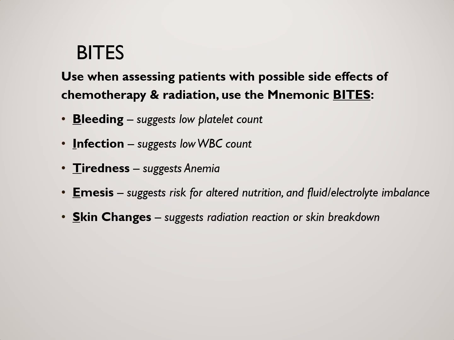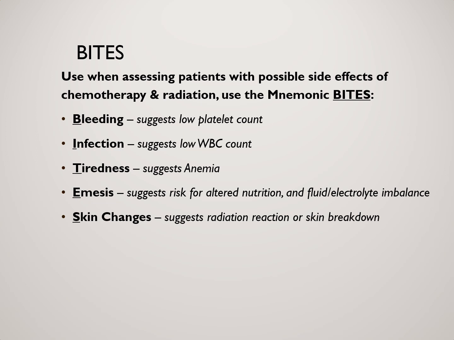There's a mnemonic that you can use to remember the side effects of chemo and radiation, and it's called BITES. B for bleeding, suggesting a low platelet count. So when you're thinking of that risk for bleeding, you're thinking of low platelets. I for infection, suggesting that low WBC count. T for tiredness, suggesting anemia or that low red blood cell count.